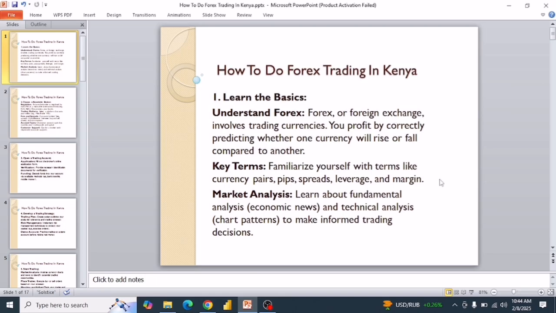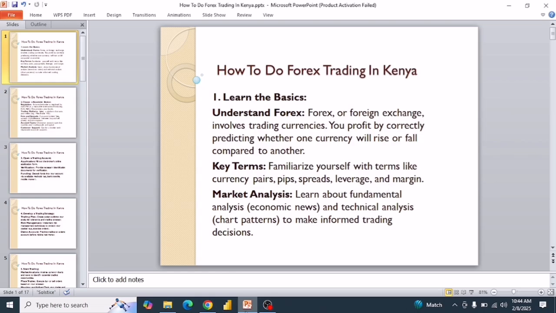So there are some key terms you need to understand in order to succeed in forex trading. That is currency pairs, PIP, spread, leverage, and margin. And we also have lot size. In the next section of this video, I'll be touching on these, explaining each and every one of them so that you can understand.